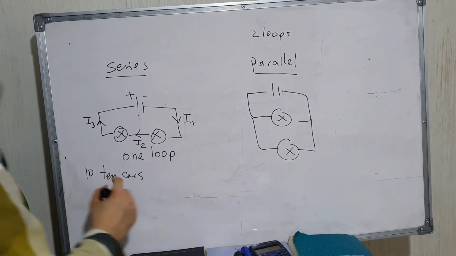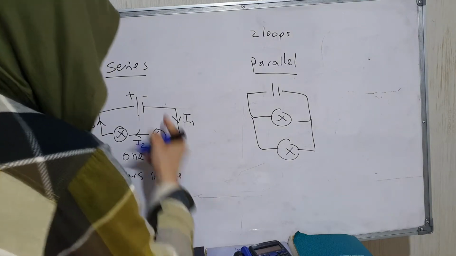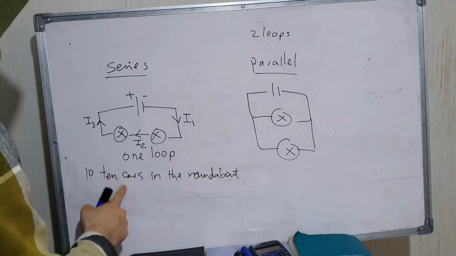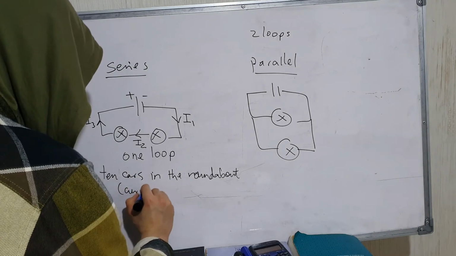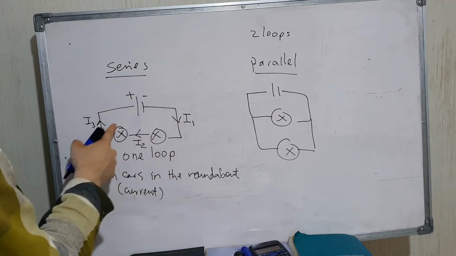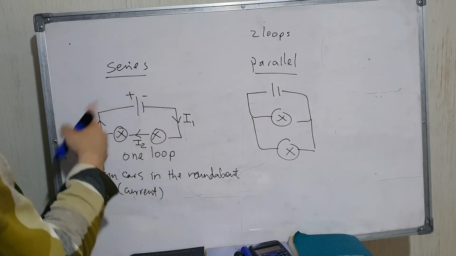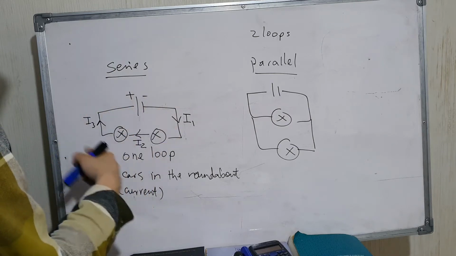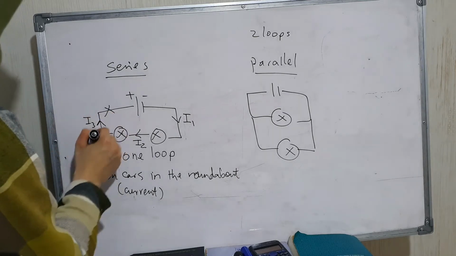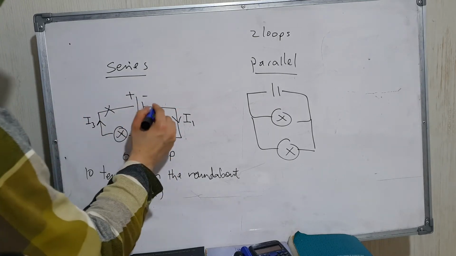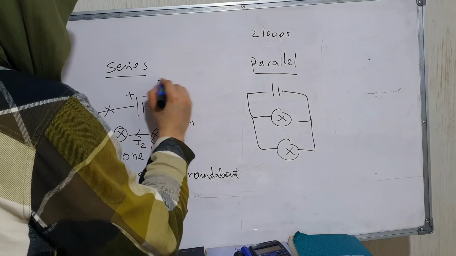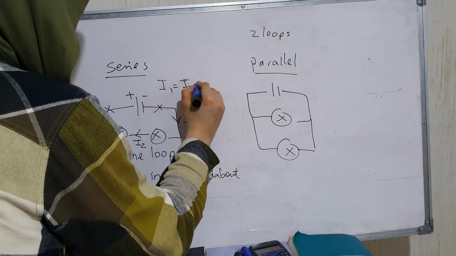The 10 cars. So 10 cars in this road, or it's more like a roundabout, isn't it? In the roundabout. So in this case, the cars represent the current. If there are 10 cars, there's going to be 10 cars in the whole circuit. At this point, there's still going to be 10 cars. So the cars represent the charge that's flowing in this. At this point here, there are still 10 cars in this roundabout. Here, there's going to be 10 cars in this roundabout. So if you write in symbols, I1 is equal to I2 equals I3.